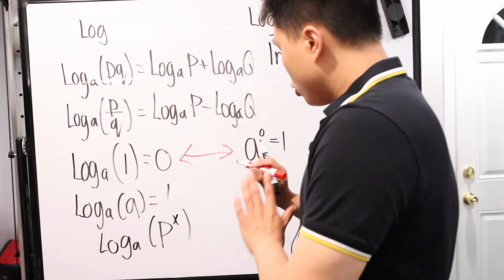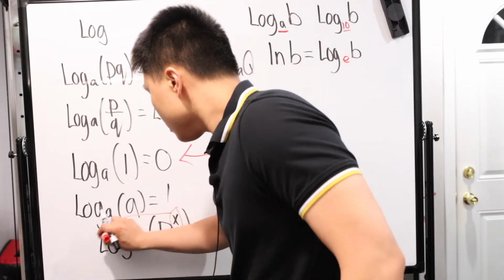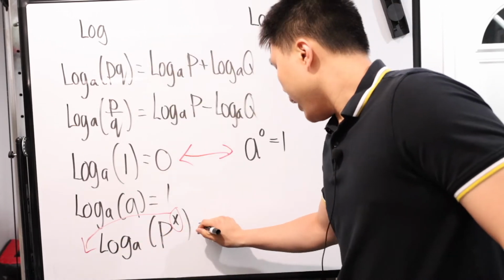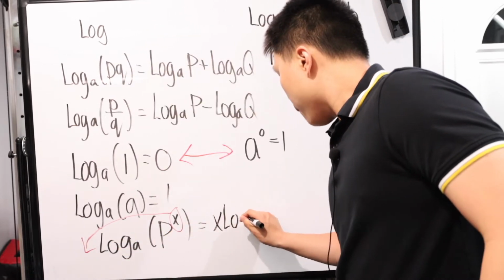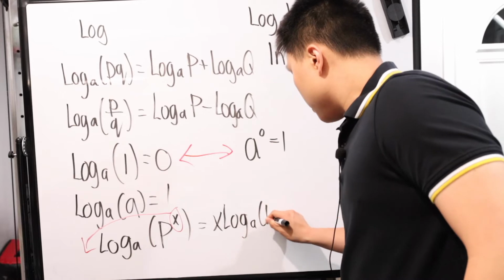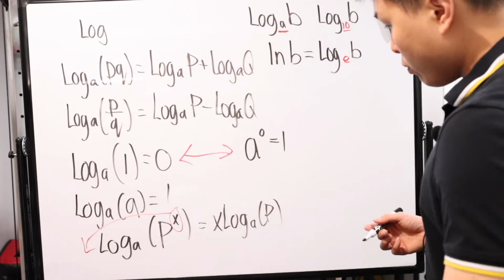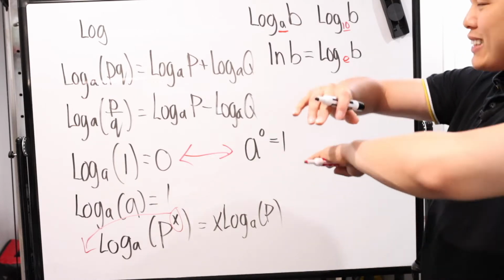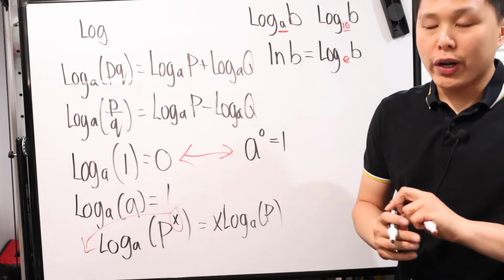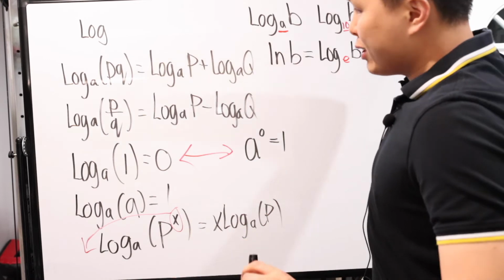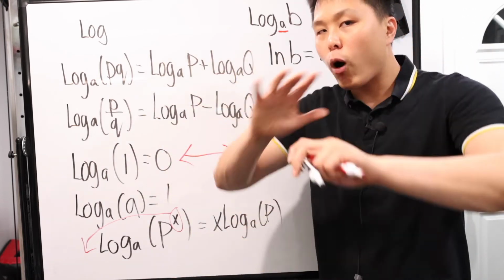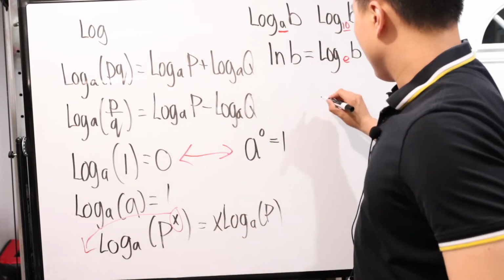Well, that means you can take this guy out here. It's the same as x log base A to the p. Okay, that's one that you should probably know. What else is there? Well, this one is the most important. If you forget everything about logarithm, there is one property that you always have to remember, and that's this one.